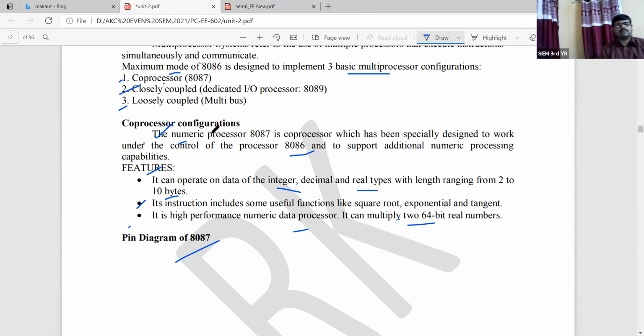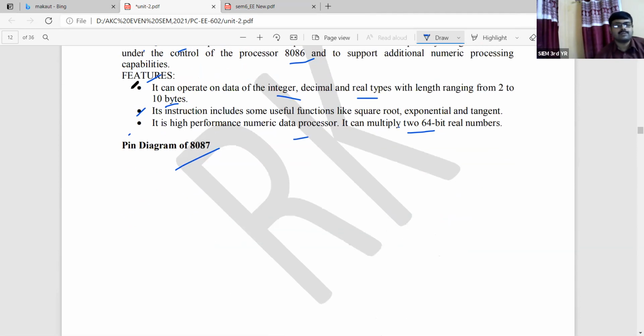So under the control of the processor 8086, and to support additional numeric processing, we have already noted down the additional features that are required in this case. It can operate on data of the integer, decimal, and real type with length ranging from 2 to 10 bytes. That is the range from 2 bytes to 10 bytes that you can perform.